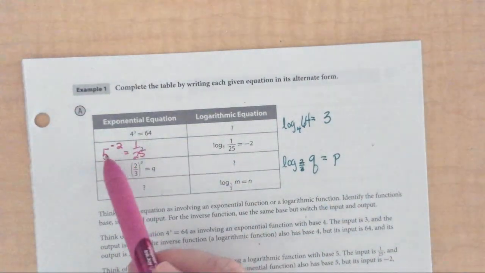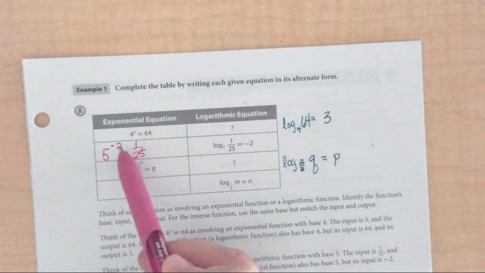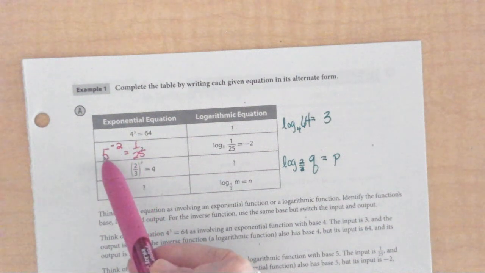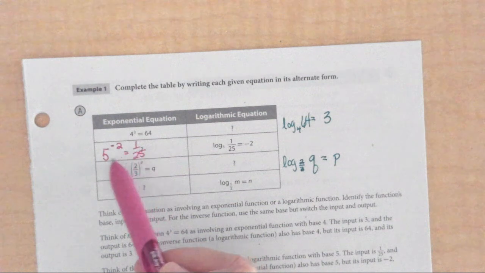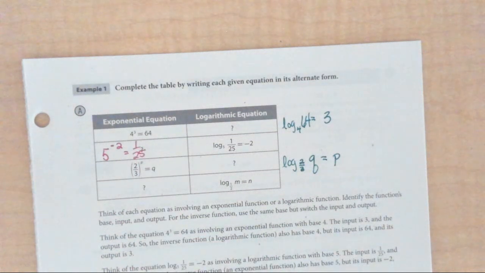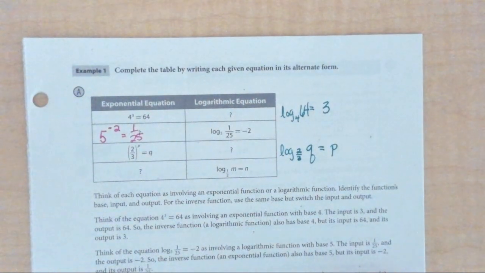Okay, so what they did was they squared 5. 5 squared is 25. Negative means to flip. So 25 goes in the denominator instead of the numerator. You're going to have to know that because you're going to be solving these as well.